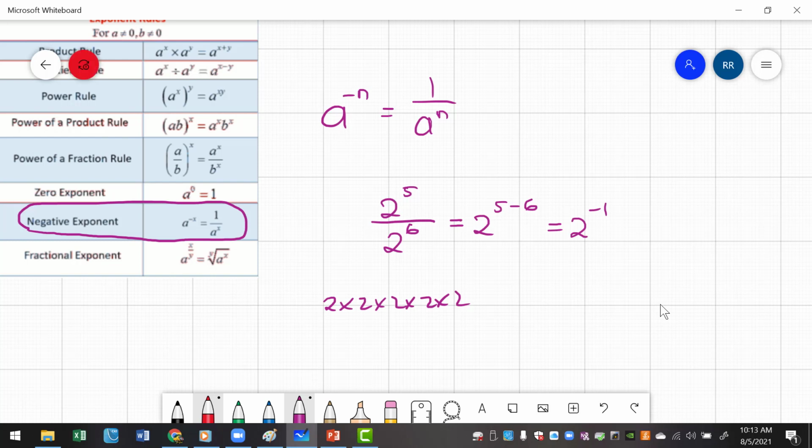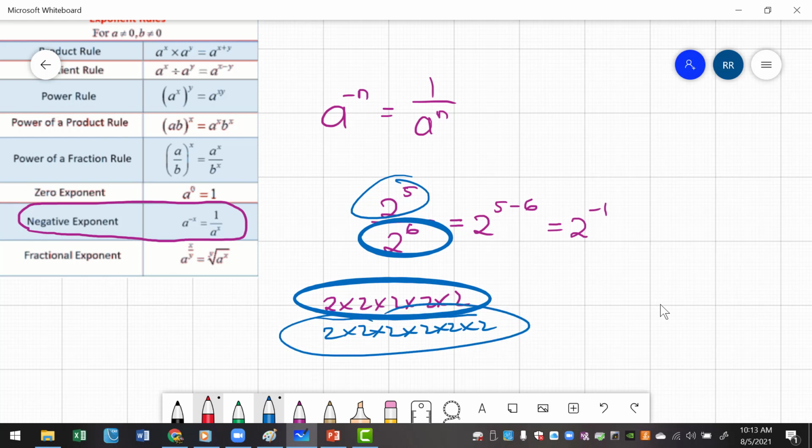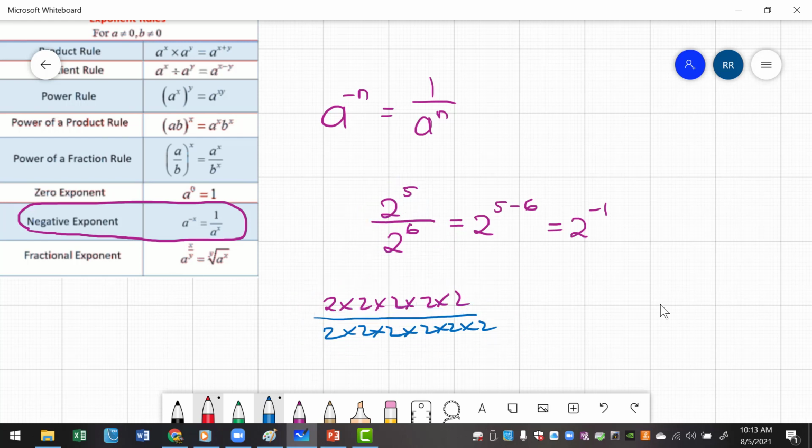We're multiplying 2 five times in the numerator, and in the denominator we're multiplying 2 six times. 2 times 2 times 2 times 2 times 2 times 2, right? You get this becomes this one, and this guy becomes this guy. Okay, so let's do the simplification by just canceling, right?